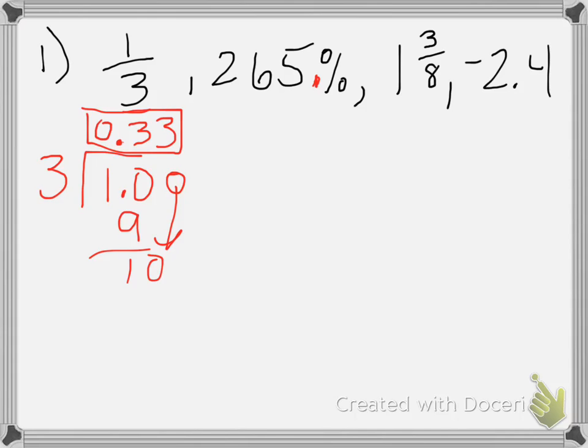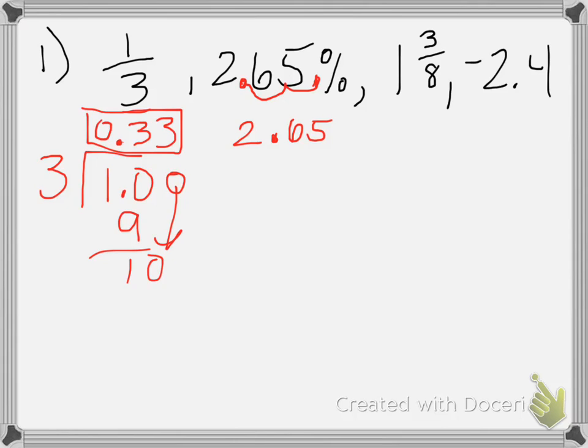The 265% we can easily turn into a decimal, or just change it so it looks like money by getting rid of the percent symbol, moving the decimal 2 places to the left. And then now you see 1/3 is like 33 cents, and then 265% would be like $2.65.